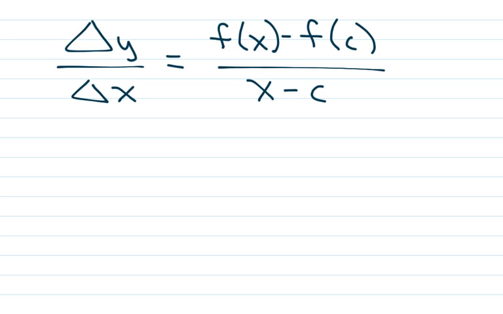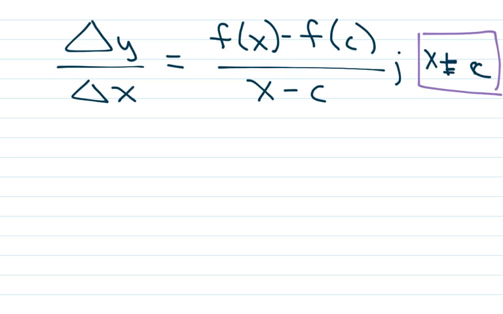And of course, this is where you have to start showing your restrictions. X cannot equal c. If x equaled c, then you'd have 0 in the denominator. That's why they're writing this. They're giving you the restrictions right up front. They have to.